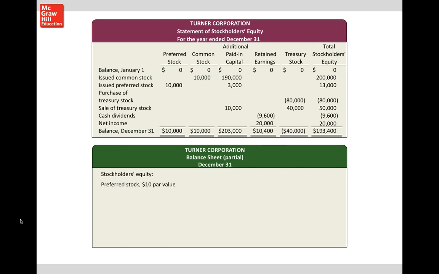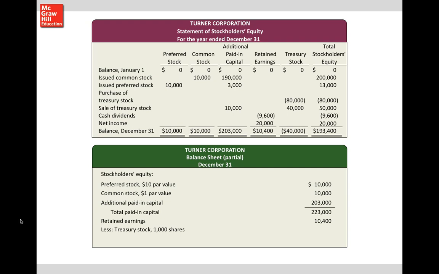So the preferred stock at a $10 par value is $10,000. Common stock at a $1 par value, $10,000. Additional paid-in capital is $203,000. We're going to add all those up for our total paid-in capital of $223,000. Next up, retained earnings. We're going to put that in. That's $10,400. And treasury stock, there's still 1,000 shares outstanding at $40,000. The total stockholders' equity will be the total paid-in capital plus the retained earnings minus the treasury stock, bringing us to a total of $193,400.